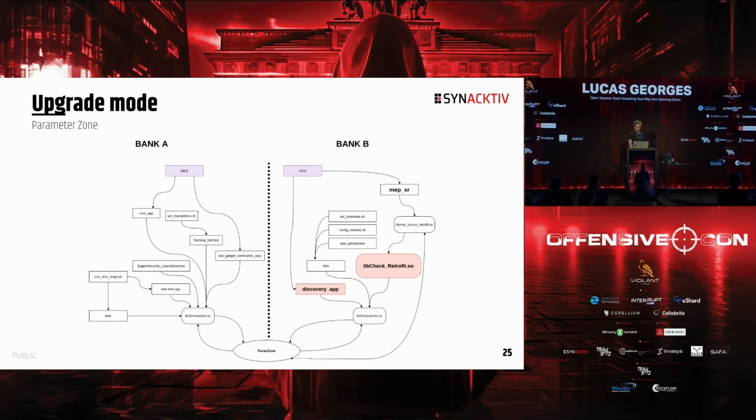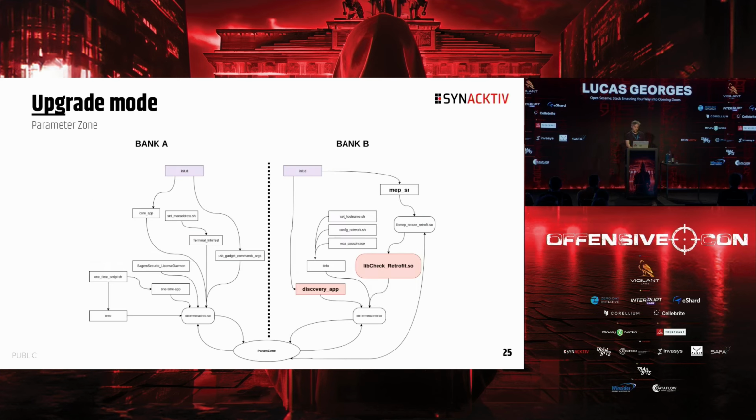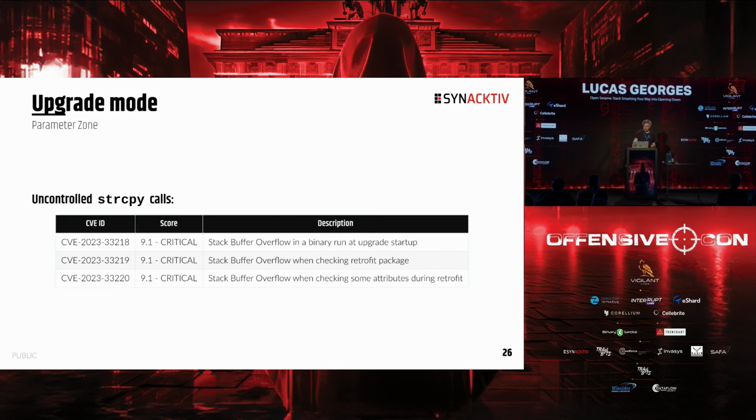And what are these vulnerabilities? It's uncontrolled string copy calls. The funny thing about the string copies in the discovery app is that there are string copies which lead to a stack buffer overflow, but the function never returns, so we can't exploit it, because we don't have access to the return pointer on the PC. So instead, I tried to exploit it in the libcheck retrofit.so.